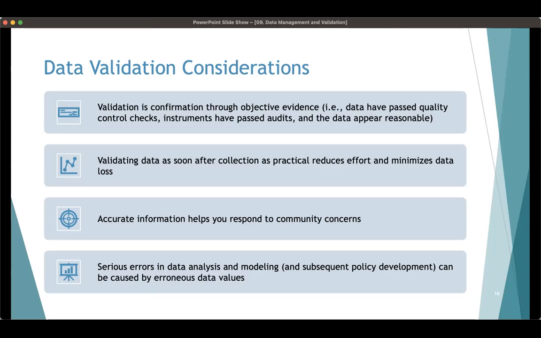And then accurate information helps to respond to community concerns.